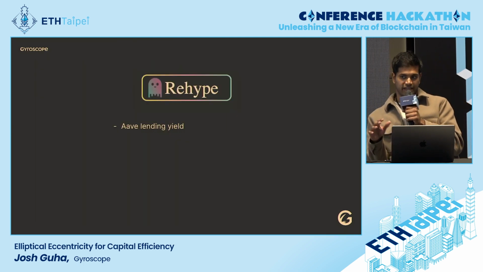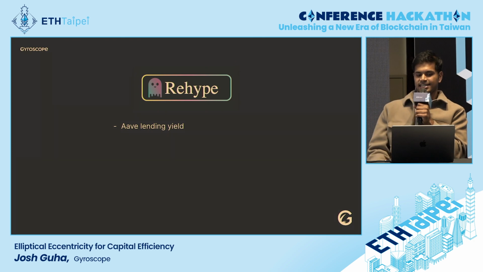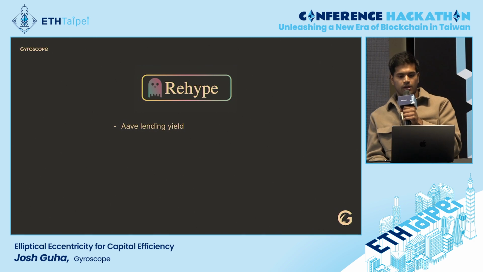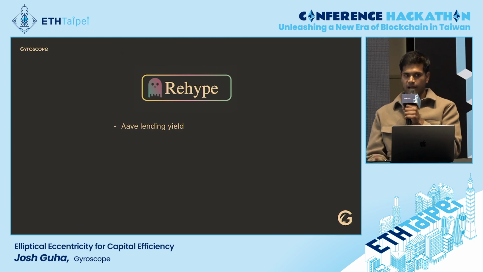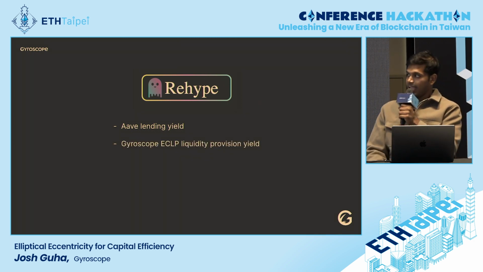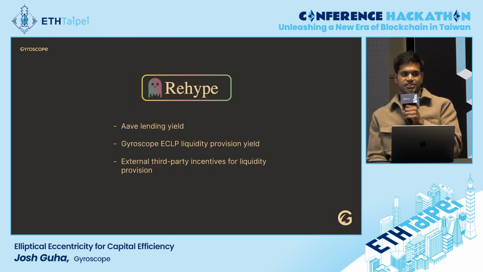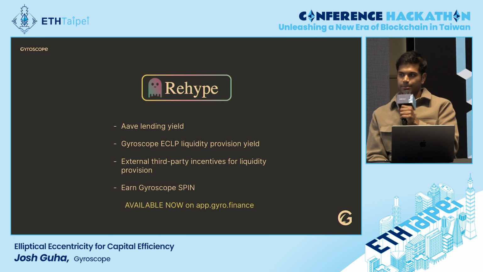Liquidity providers can rehypothecate their yield-bearing assets and add liquidity provision yield and other external incentives to gain some juicy cumulative yield. In fact, just this week, we've teamed up with Aave to launch the brand new Aave Rehype Pool, which allows liquidity providers to provide Aave static aTokens and enjoy the yield from Aave lending, the yield from AMM liquidity provision, external third-party incentives for liquidity provision, and brand new Gyroscope spin points. And they're all available on our UI today at app.gyro.finance.